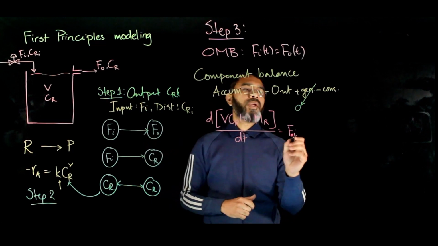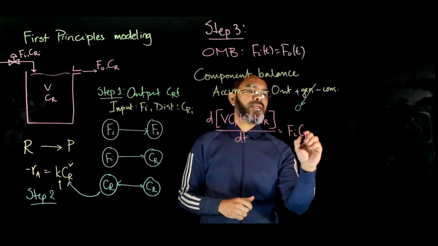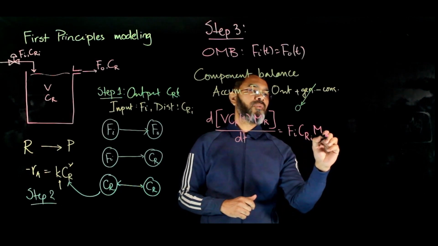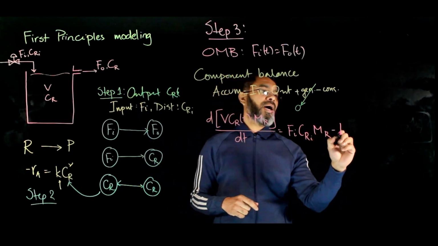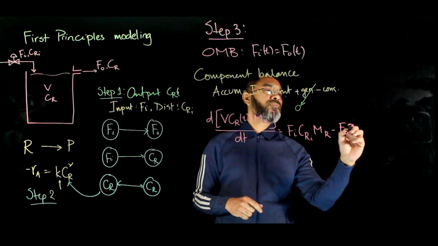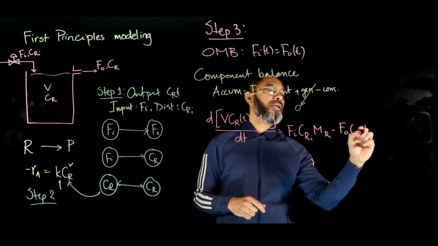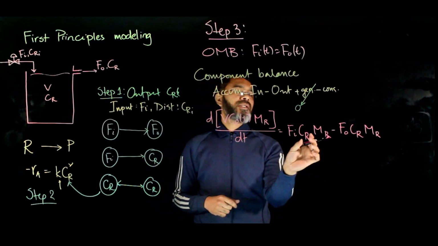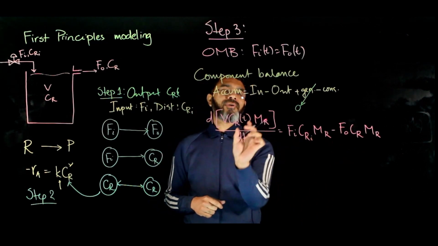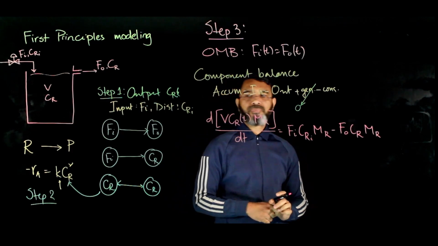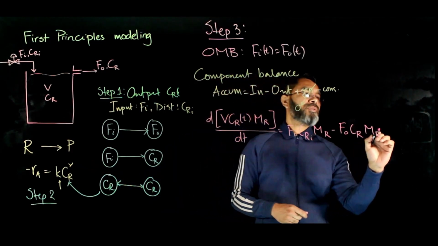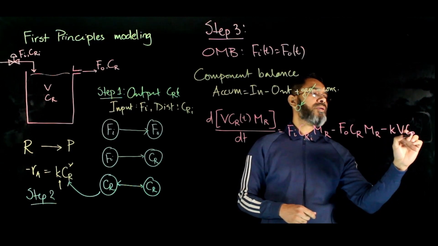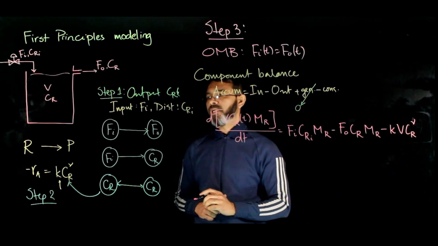Similarly for in, we get the flow rate times the molar concentration and molecular weight minus, similarly for outlet, we'll have Fo CR MR. Now I'm just writing this, simply omitting the term as a function of time to make it simple. And we have the rate of consumption for this case, K V CR to the power the reaction order.